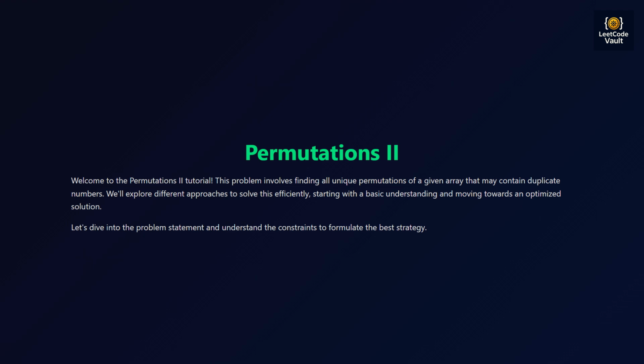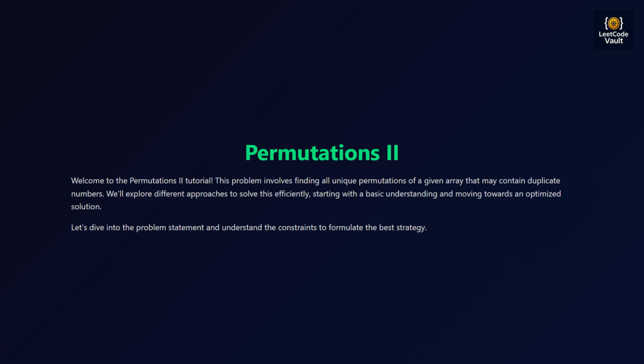For example, if the input array is 1, 1, 2, we shouldn't have duplicate permutations like 1, 1, 2 and 1, 1, 2 again. We need to generate only unique sets. Sounds challenging, right? But don't worry, we'll break it down step by step. We'll explore different approaches, starting with a more intuitive, though less efficient method, and then moving on to an optimized solution. So let's dive in.